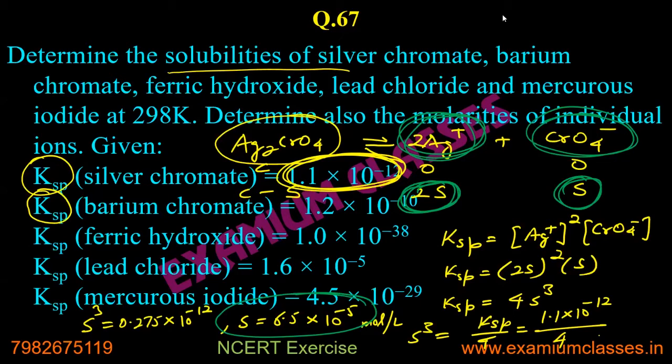Nothing much different from what we are already doing. The only thing is how we represent it. The same thing we represent differently in the case of ionic compounds. That's it. Yes, Hashi, whether you call it 6.5 into 10 power minus 5 or 0.65 into 10 power minus 4, correct.